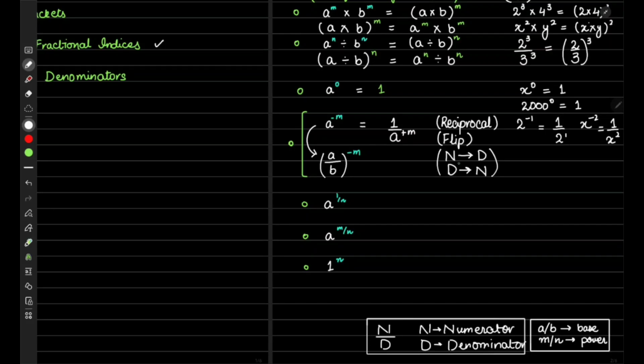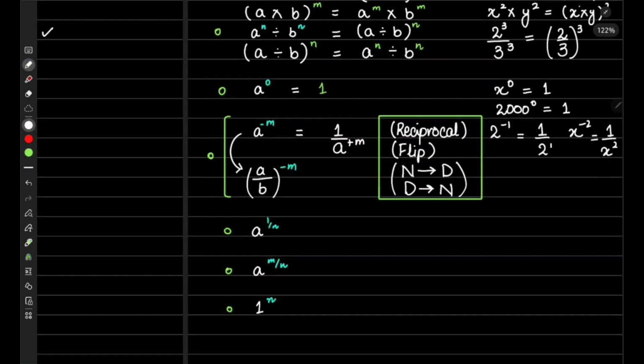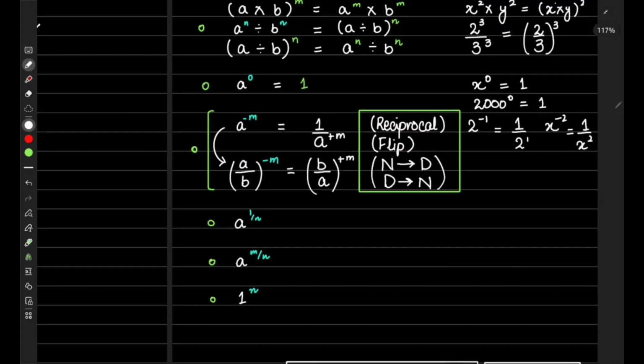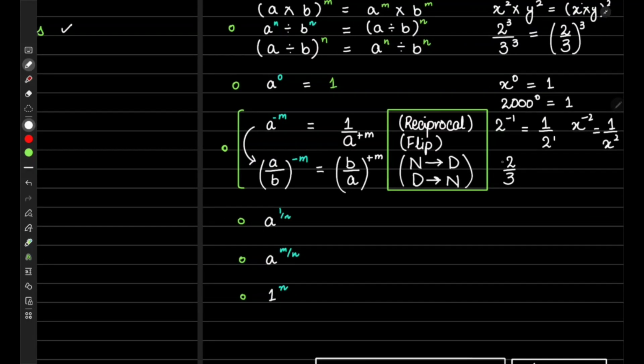So what happens in the reciprocal or flipping part? Your numerator becomes the denominator and the denominator becomes the numerator. So if you have a over b to the power minus m, then if you flip the fraction, it will become b over a to the power positive m. Okay, so let's take an example. If you have 2 over 3 to the power minus 1, that will actually become 3 over 2 to the power 1. Okay, that's about negative power.